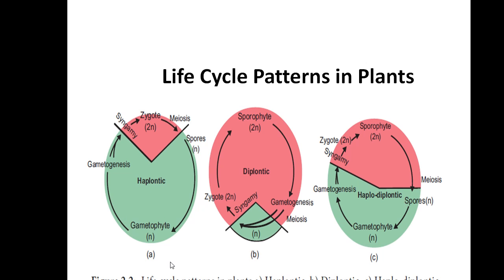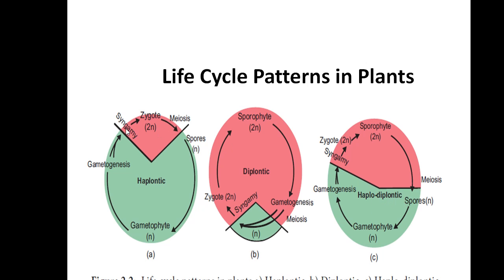Next, this is the life cycle pattern in plants. A is haplontic, B is diplontic, C is haplodiplontic. In A the haplontic cycle is dominant, in B the diplontic cycle is dominant, and in C, the intermediate, both haplontic and diplontic are equal, so it is called haplodiplontic.